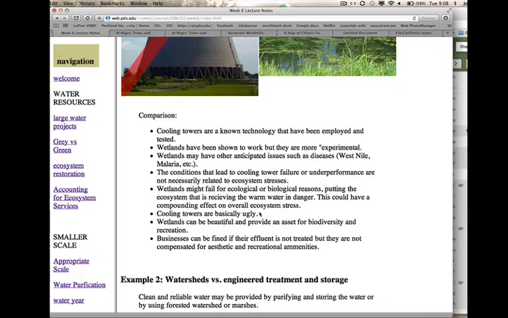Cooling towers are basically ugly. I don't think anybody thinks these are really a nice thing to see. Wetlands can be beautiful, but you're only going to see them if you're right there. You have to actually go and visit a wetland. It's often hard to even see that there's a wetland when you're driving by on the highway because they're flat. It's not like you're creating some sort of large structure.